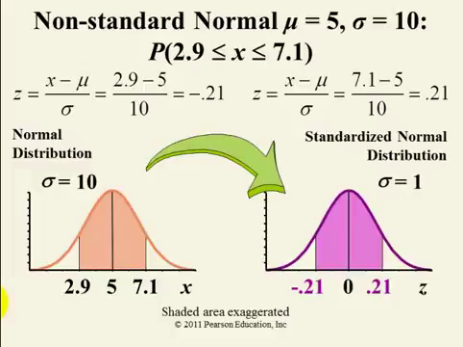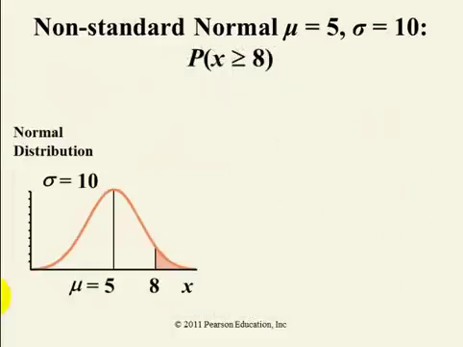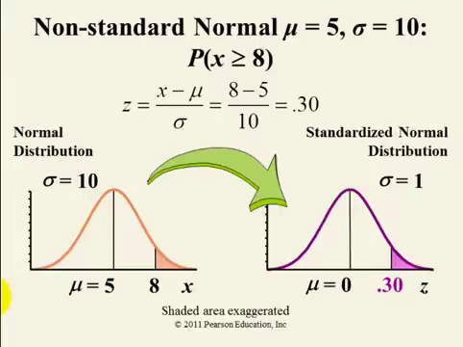So here's a slightly different one. We want to go from 2.9 to 7.1. It's nice that it's the same distance away, 0.21 away, so I can just look up one value and then double it. And if I was to look that up in the table, I'd get 0.0832, and I doubled that. So this is the good thing about drawing these curves.